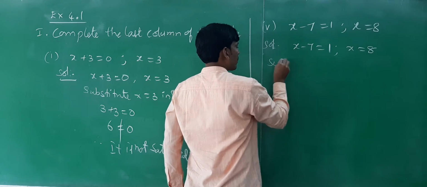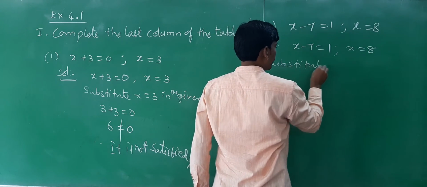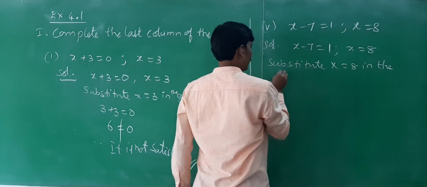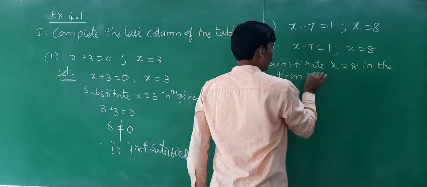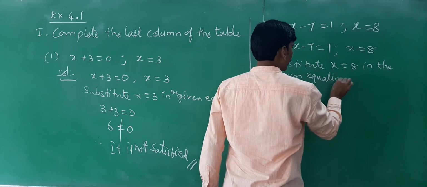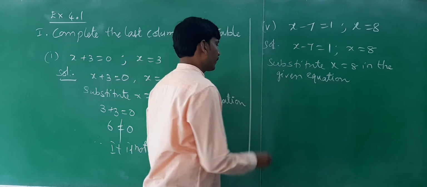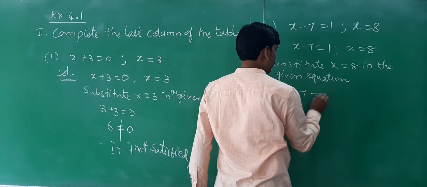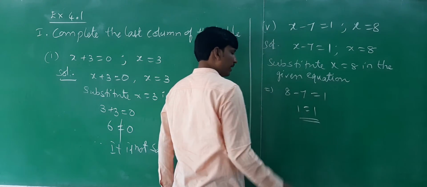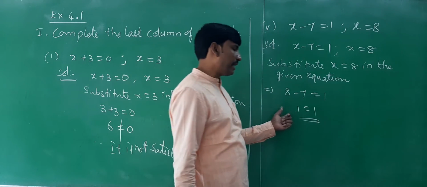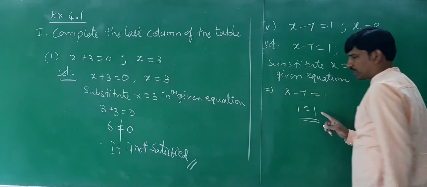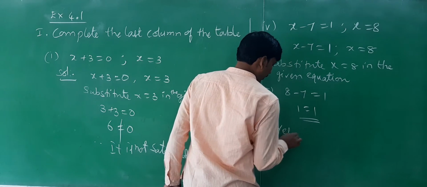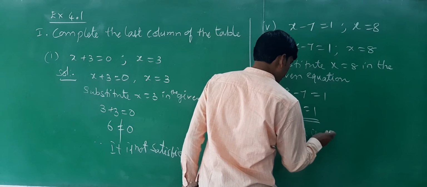So now the solution. Substitute x equal to 8 in the given equation. What are we going to get? In the place of x, substitute 8. 8 minus 7 is equal to 1. So 1 is equal to 1. Yes, both are equal. The left hand side and right hand side are both equal. So therefore, yes, it is satisfied.